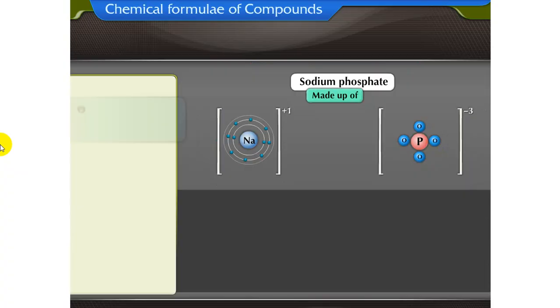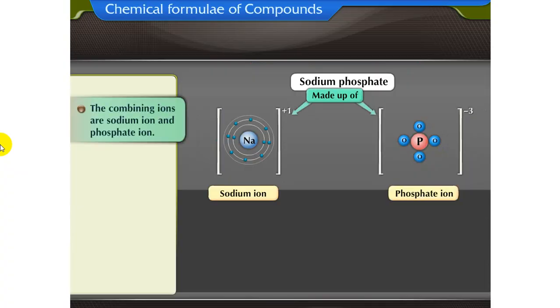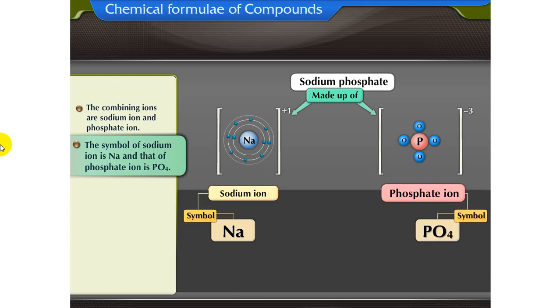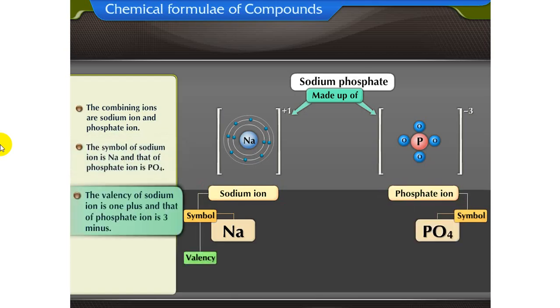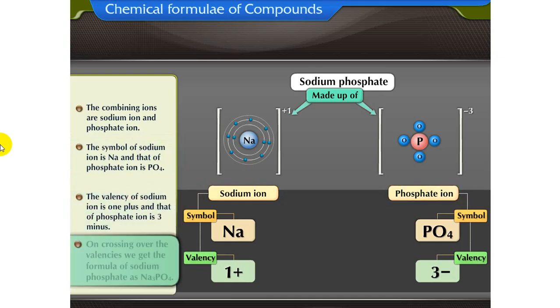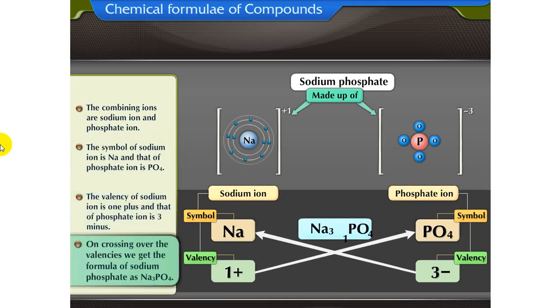Formula of sodium phosphate. The combining ions are sodium ion and phosphate ion. The symbol of sodium ion is Na and that of phosphate ion is PO4. The valency of sodium ion is 1 plus and that of phosphate ion is 3 minus. On crossing over the valencies, we get the formula of sodium phosphate as Na3PO4.